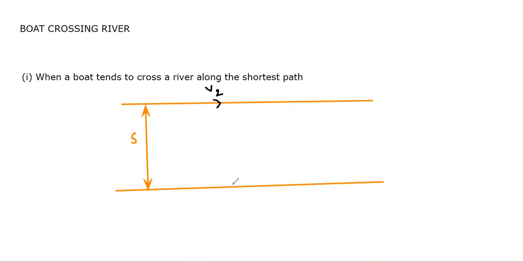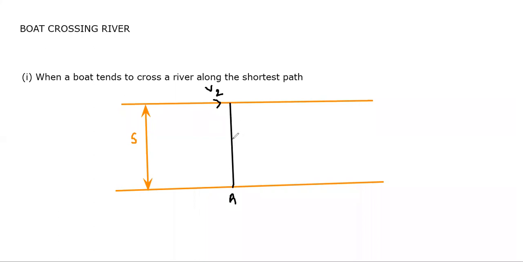Okay, now there's a boat. Let's say there's a boat at a point, and it wants to cross the river along the shortest path. Now what would be the shortest path? This would be the shortest path, right? This would be longest, this would be longest. The shortest path would be a straight line. So the boat wants to cross the river along the shortest path, right? So this would be the path along which it wants to cross.